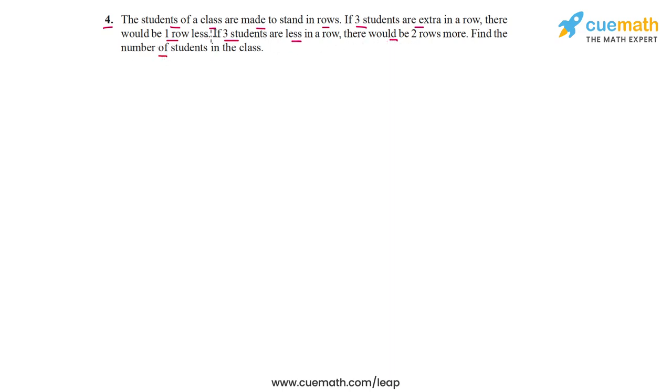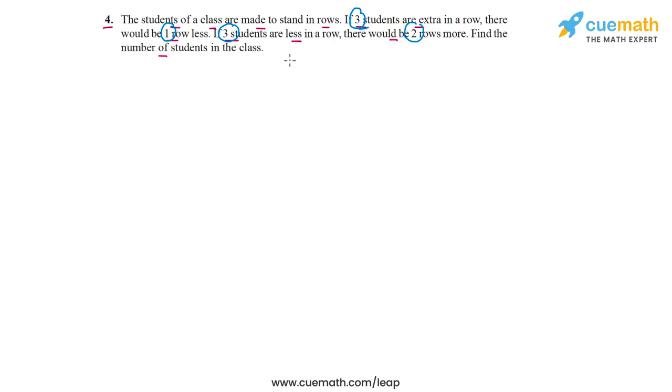So we don't know the number of students. We don't know the number of rows or the number of students per row. What we know is that if the number of students per row is changed by a certain amount, for example, if it's increased by 3, then the number of rows decreases by 1. And if the number of students per row is decreased by 3, then the number of rows increases by 2. So how do we solve this problem? How do we find out the number of students in the class?